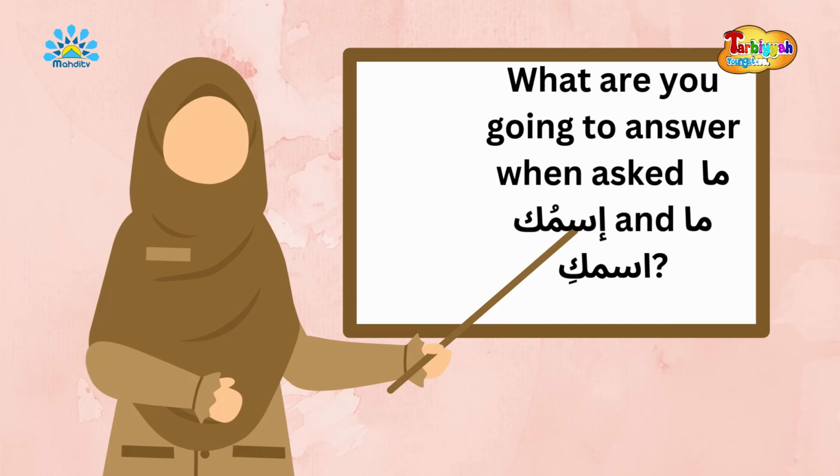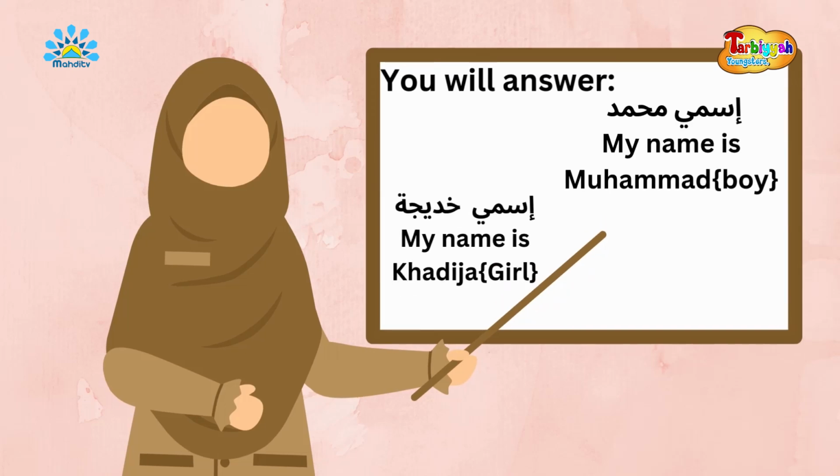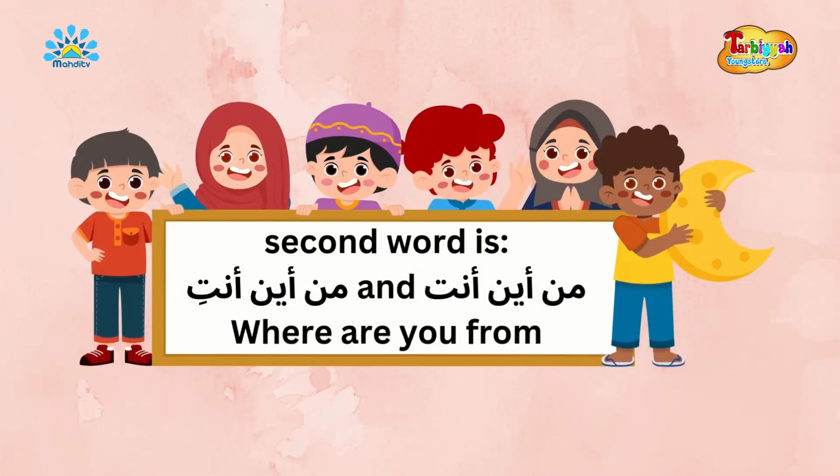When you are asked Ma ismuka or Ma ismuki, what are you going to answer? You'll answer Ismi dash. My name is dash. For example, your name is Muhammad. You'll say Ismi Muhammad, which means my name is Muhammad. And for example, your name is Khadija. You will say Ismi Khadija. My name is Khadija.